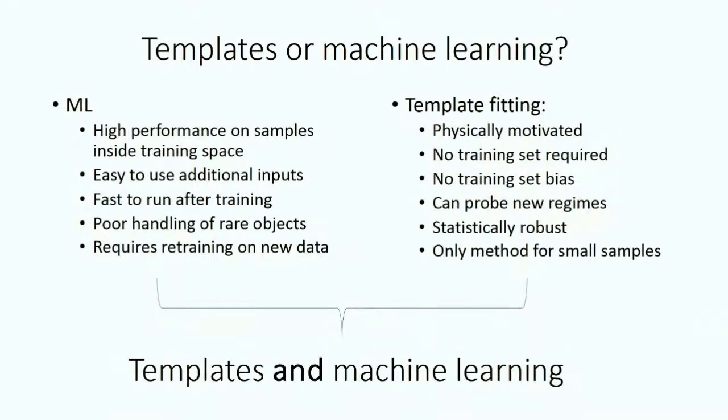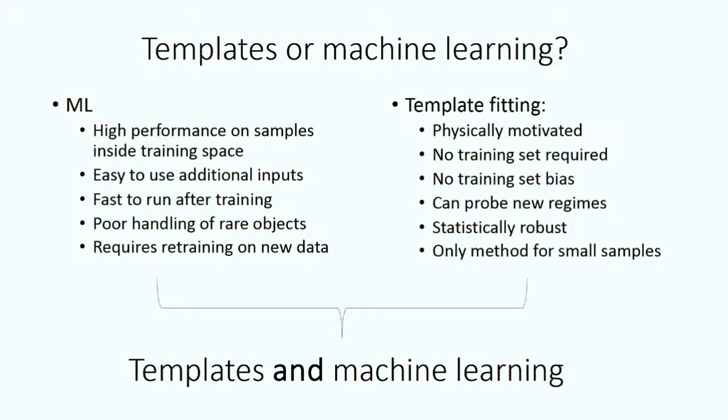It's very fast to run after training. So we've got these huge catalogs coming from LSST. That's another key advantage. Training, of course, is slow, but what really matters for these large data sets is the cost per object, and that really is very low for machine learning. Poor handling of rare objects, I think, is a real drawback of machine learning. So objects that aren't really captured in your training space, or conceivably when you just have a small number of objects without any training space at all, then machine learning effectively cannot be used. And it requires retraining on new data. So if the noise improves, or we have a new area of the sky, it needs to be retrained.